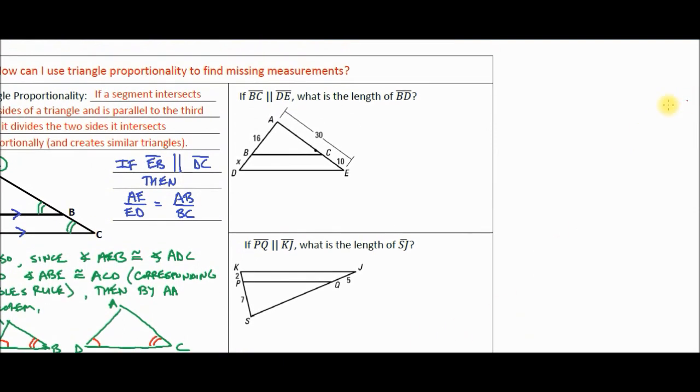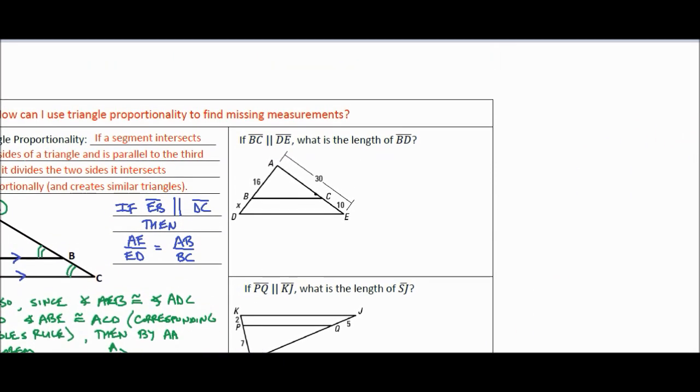I'm going to go ahead and do this first one. So here's our question. If BC is parallel to DE, what is the length of BD? So take a look at our triangle. We have line BC, and they're telling us that that is parallel to DE, so that we've got triangle proportionality now. What is the length of BD? Take a look. We don't know what BD is. We're going to use triangle proportionality to solve for it.